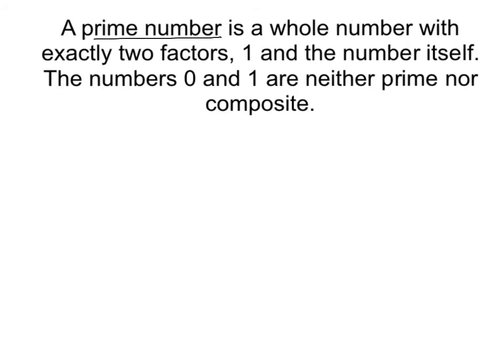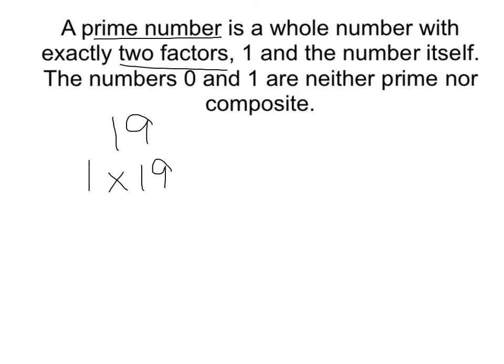A prime number is a whole number with exactly 2 factors, 1 and the number itself. Keep in mind when you're looking at prime and composite numbers that the numbers 0 and 1 are neither prime nor composite. So let's look at a number and try to decide if it's prime. So let's say 19. All right, always start with 1 and the number itself.